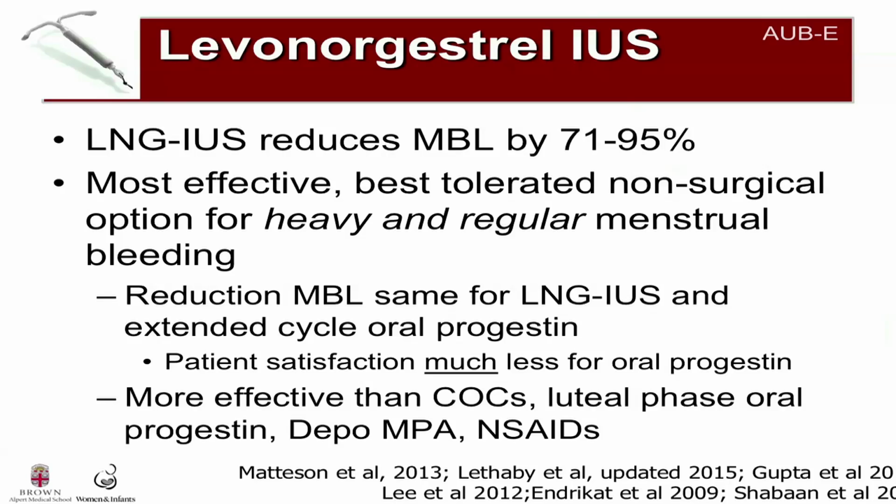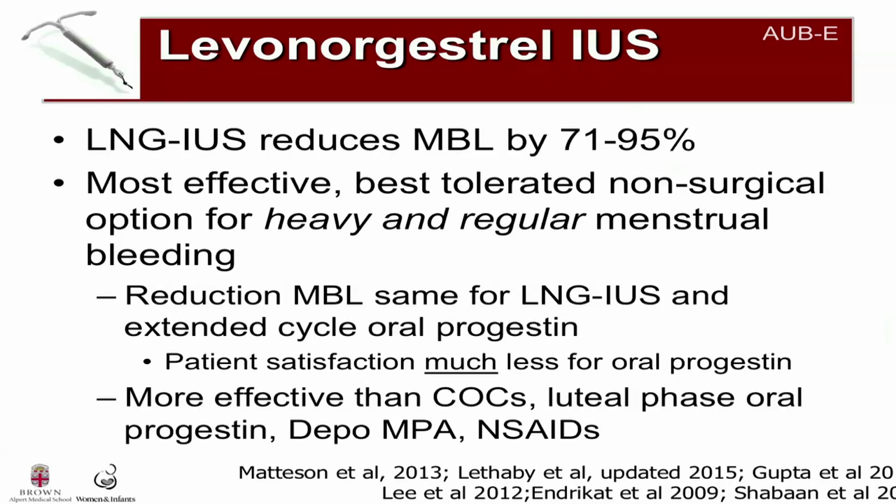In terms of reducing menstrual blood loss, it's the most effective, best tolerated non-surgical option for heavy and regular menstrual bleeding. One small study did show that the reduction of menstrual blood loss is the same for the levonorgestrel intrauterine system and extended cycle oral progestins, which we'll get to later in this talk, but that patient satisfaction was much less for the oral progestin group.